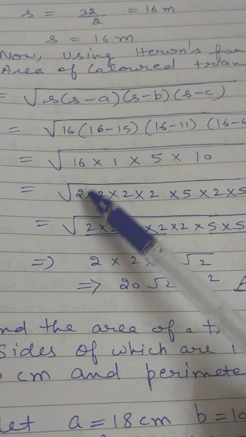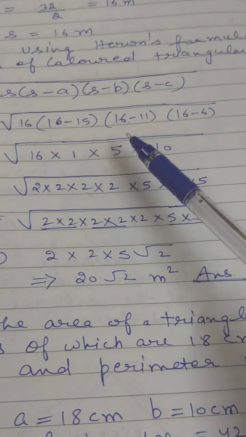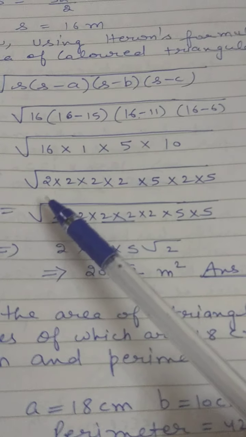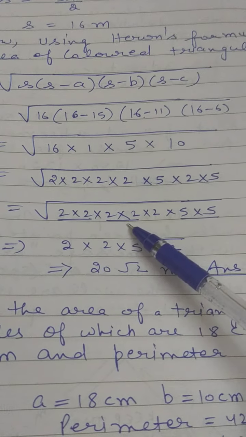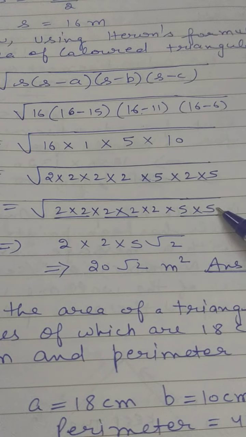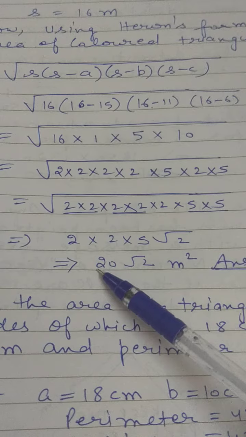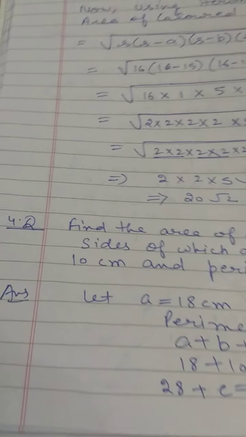We can write 16 as 2 into 2 into 2 into 2, 1 as it is, 5, 5 as it is. We can write 10 as 2 into 5. Now from the pair of 2 into 2, 2, from the pair of 2 into 2, 2, from the pair of 5 into 5, 5, 2 as it is. 2 into 2 is 4, 4 into 5 is 20. 20 square root of 2 meter square is your required answer.